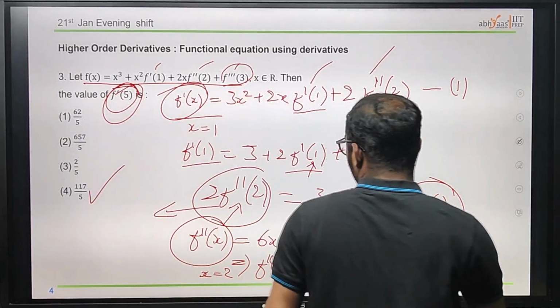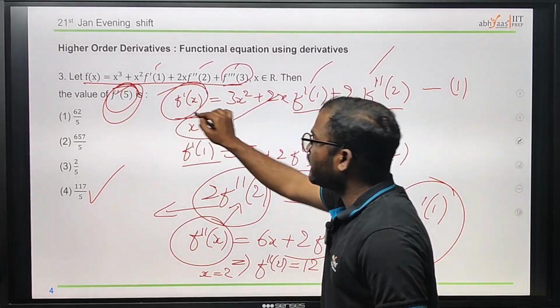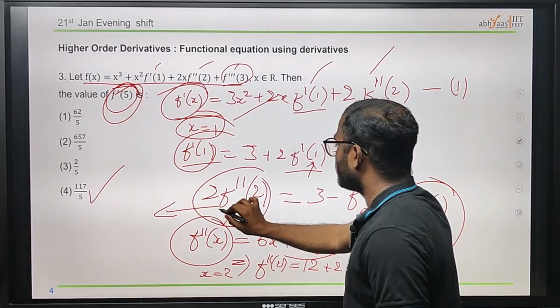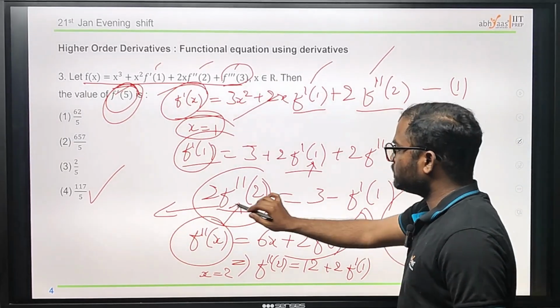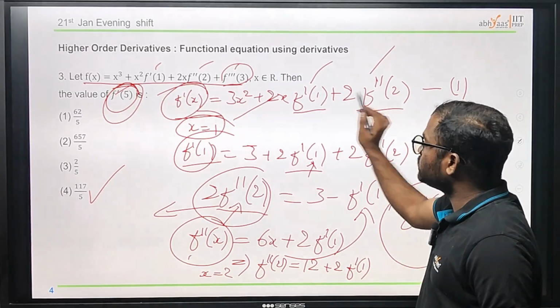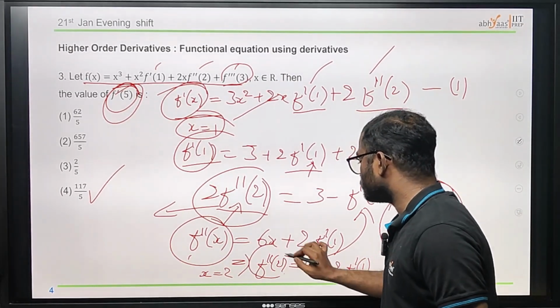Just find the derivative first. After that, put x equal to 1. After putting x equal to 1, make it look like f double dash of 2. Since we already have f double dash of 2, take the double derivative of this equation. After that, put x equal to 2, and you will get f double dash of 2.